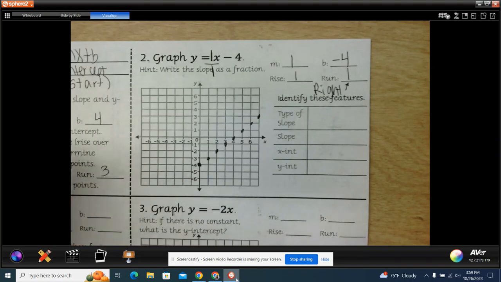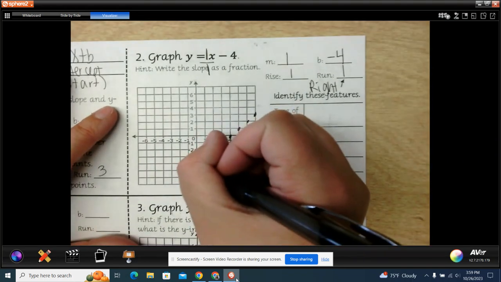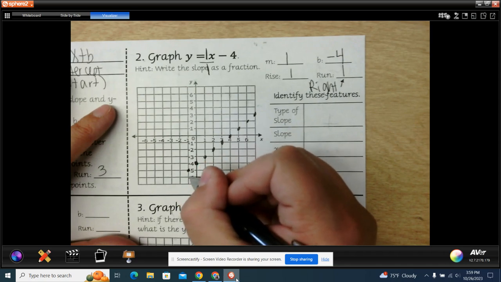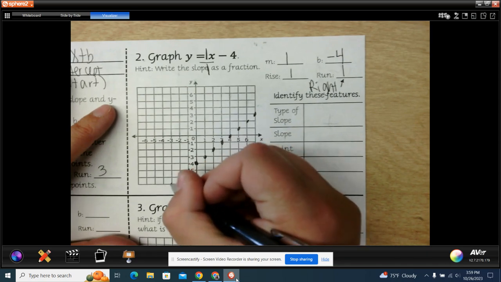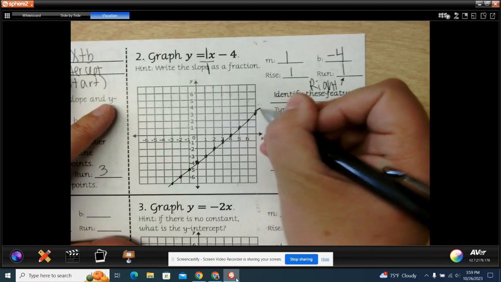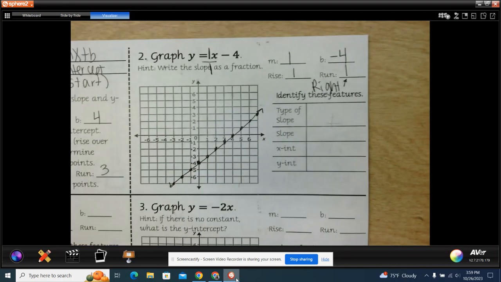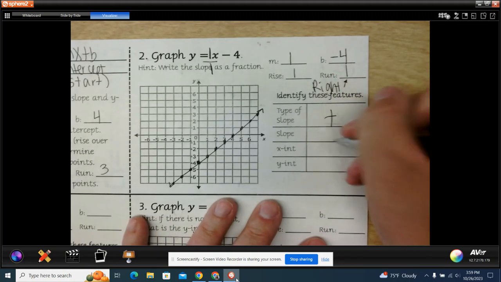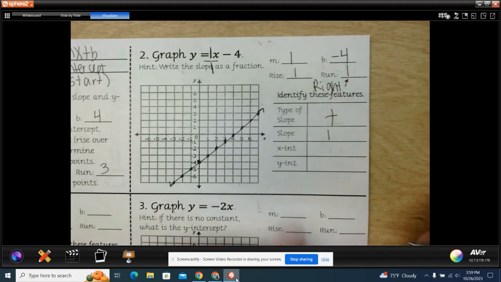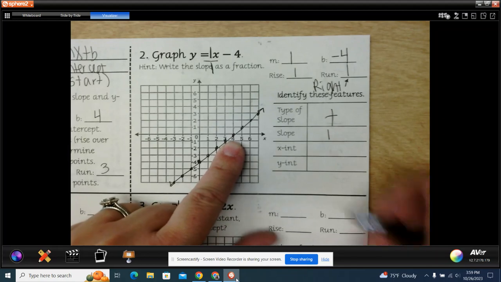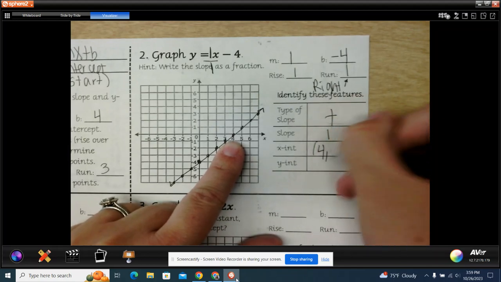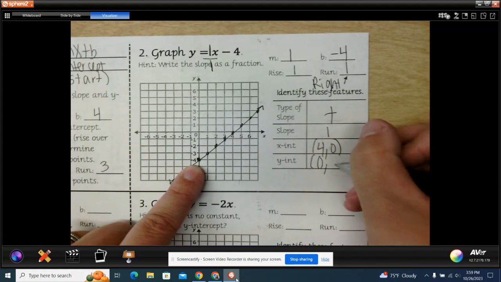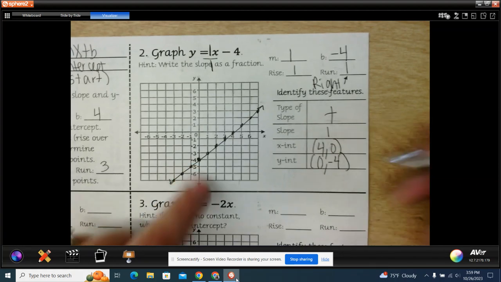So we go as far up, then we'll do the opposite and go down: left 1, down 1, left 1, down 1, left 1. All right, so our type of slope is positive. Our slope was 1. Our x-intercept is where it crosses the x-axis, so that point is 4, 0. And our y-intercept is where it crosses the y-axis, and that is at 0, negative 4.